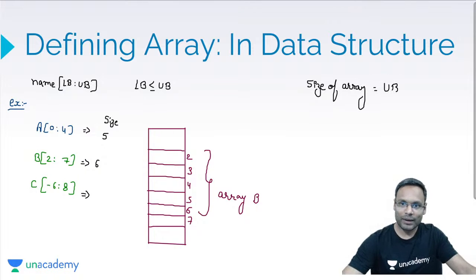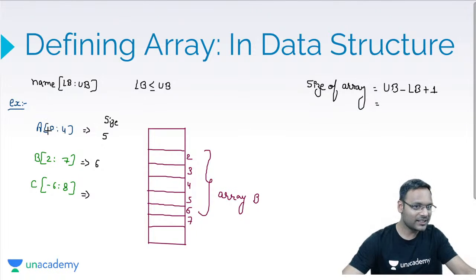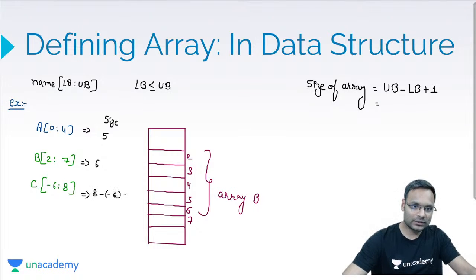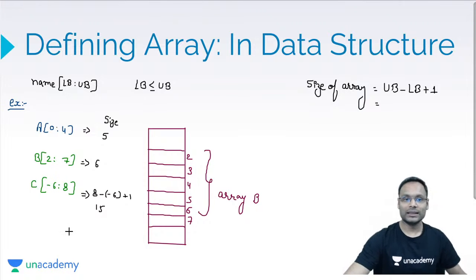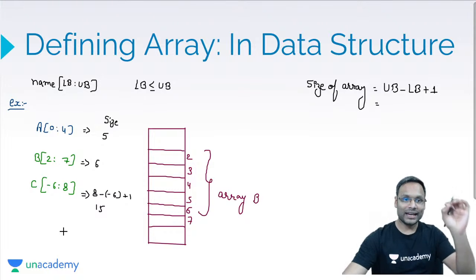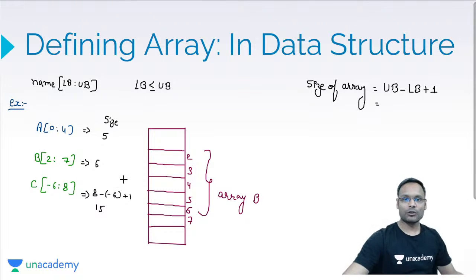Upper bound minus lower bound plus 1. First one: 4 minus 0, 4 plus 1, 5. 7 minus 2, 5 plus 1, 6. 8 minus -6 plus 1. How much is it? Can you tell me? 15. So the number of elements in the array C should be 15. That's how you can get the size of each and every array.